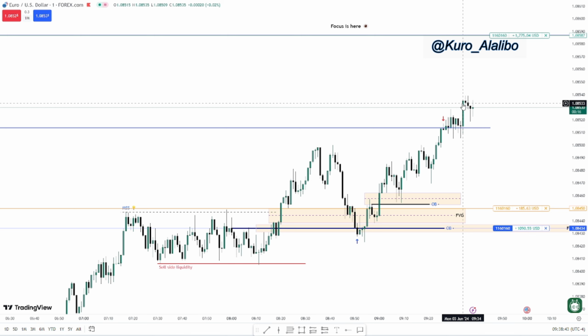So looking at this imbalance on the 1 minute time frame, seeing how price trades in there. There's an order block right there. Fair value gap.